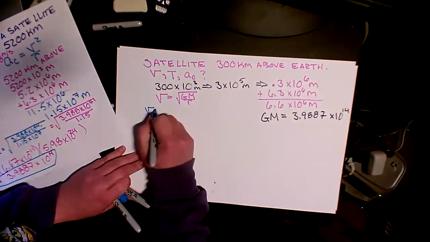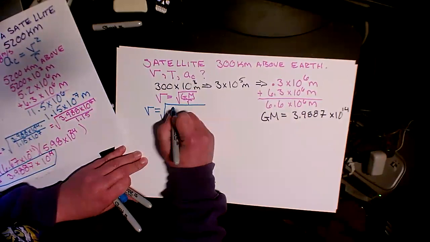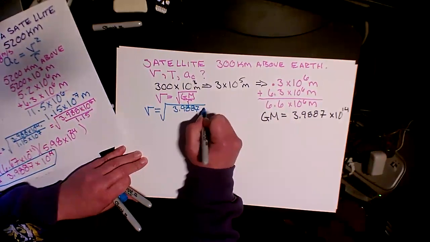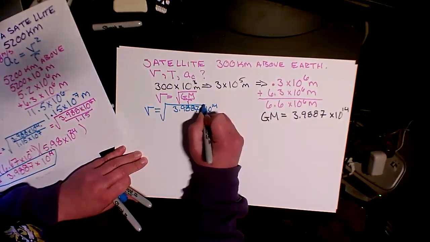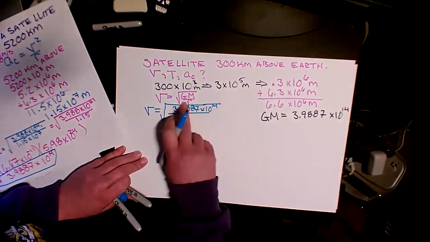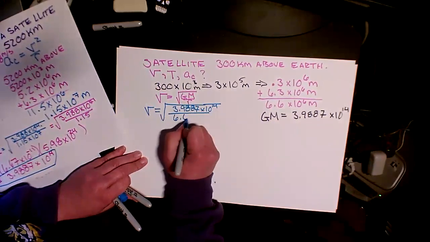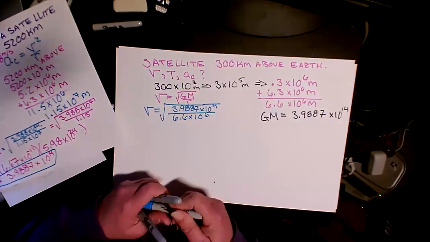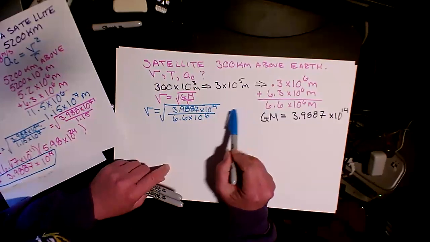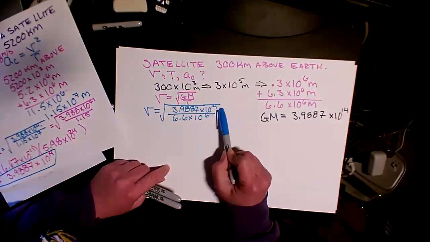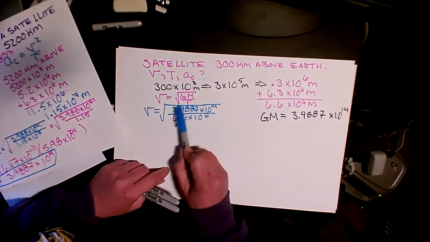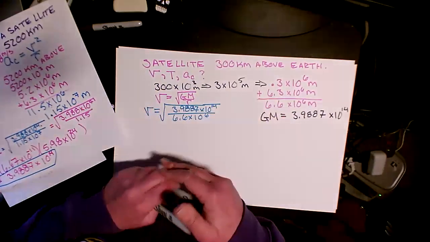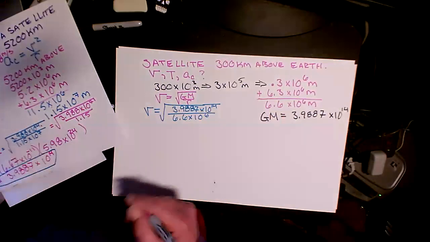So I get the velocity of the satellite is the square root of 3.9887 times 10 to the 14th divided by R, which is this thing that we calculated here, 6.6 times 10 to the sixth. And if you want, you can do the same thing. We can subtract 6 from 14. So that would give us a 10 to the 8th up top. And then it just becomes 3.9887 times 10 to the 8th divided by 6.6. It's just eliminating errors as far as your calculator use goes.